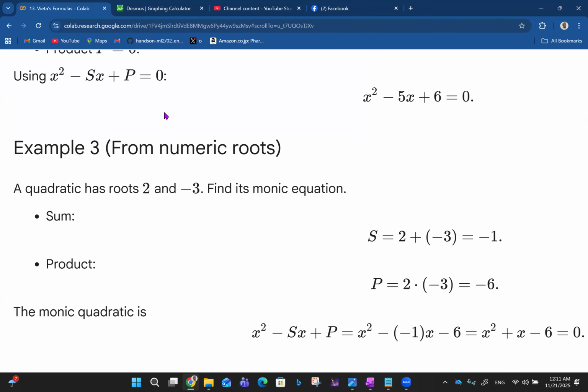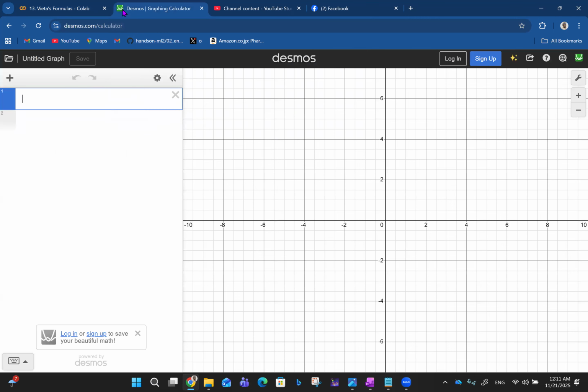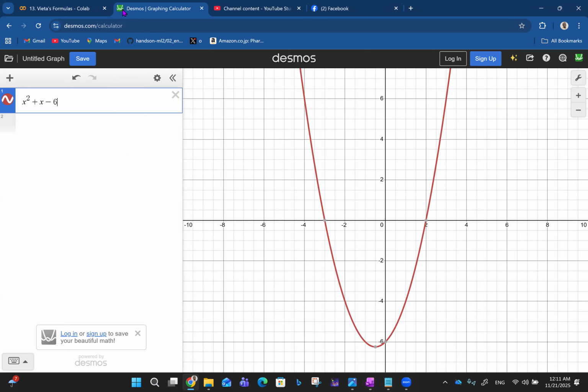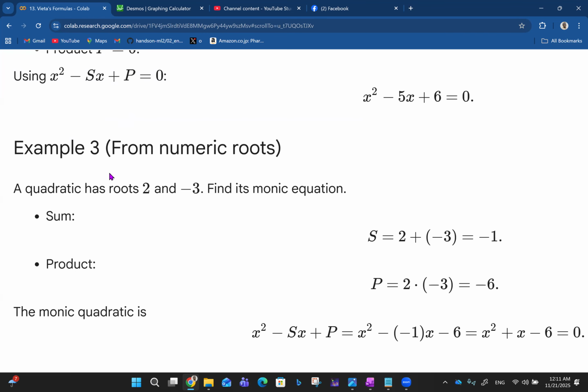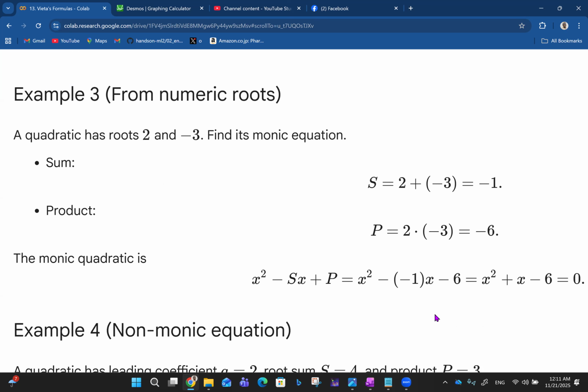I mean, we can do a quick thing. Instead of solving, we can use the graphical method. So x squared plus x minus 6. You can see the points where the graph crosses the x-axis are the solutions. We have solutions at minus 3 and 2, and that's exactly what this tells us. So once you know the two roots, add them, multiply them, and then fix them up like that: x squared minus the sum times x plus the product equals 0.